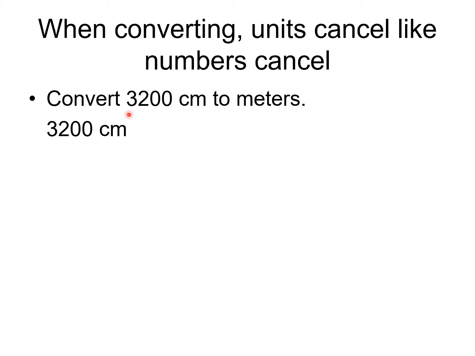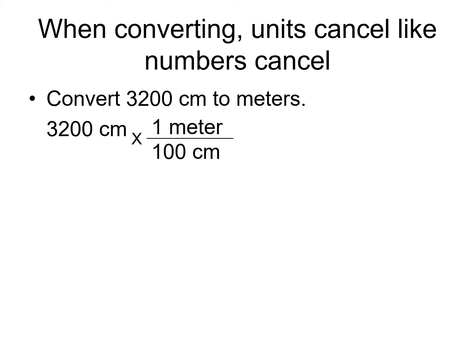Converting 3,200 centimeters to meters. We start with our measurement, 3,200 centimeters. Now we need to convert it to meters. So the first thing we need to do is get the centimeter unit into meters. Now, in order to get this centimeters unit into meters, we first have to get rid of the centimeter unit. Now, how do we do that?